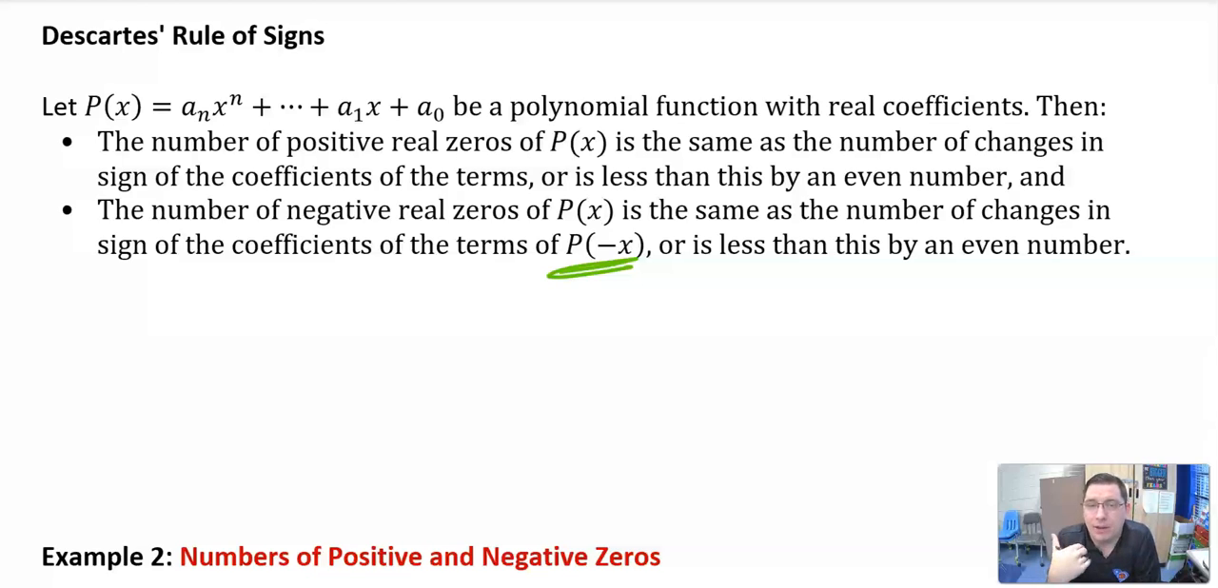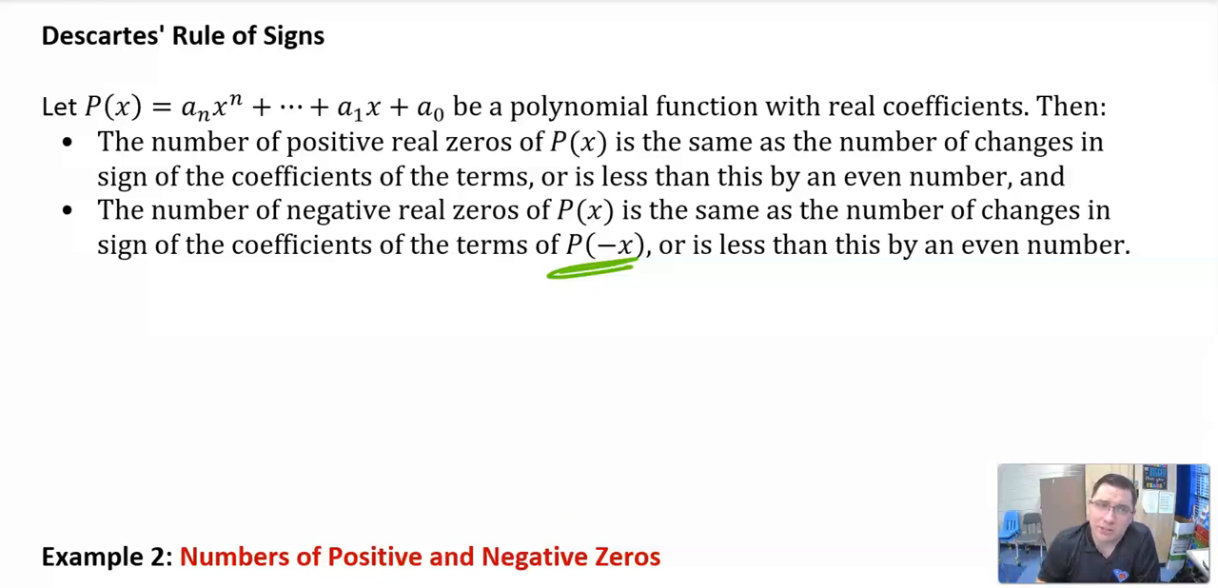So again, if I find out that I have 5 sign changes in either case, it could be 5 or less than that by an even number. So I could do 5 minus 2 and get 3, or I can do 5 minus 4 and get 1. So I would have to have at least 1 root on that side of 0. So either the positive side or the negative side, depending on which one that we have solved for here.